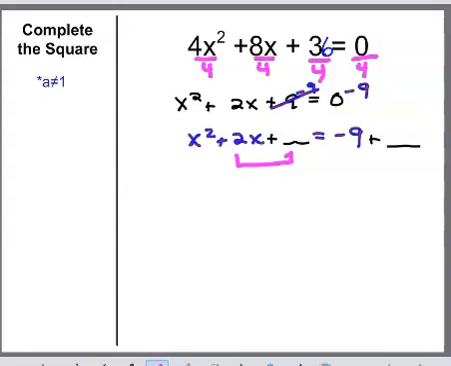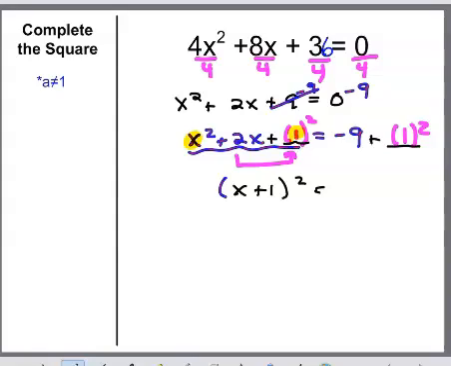Same steps. We're going to half it. So half of 2 is 1. We're going to square it. We're going to add it to both sides. And then I'm rewriting this as a binomial squared. So this is the x, this is the 1.